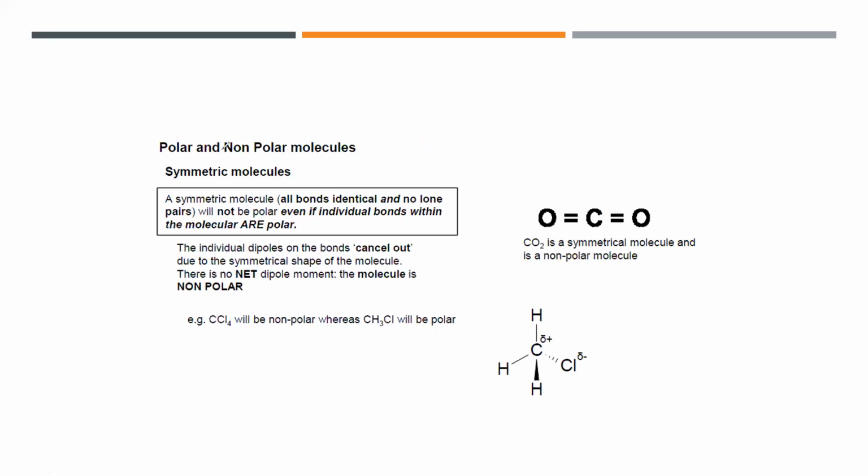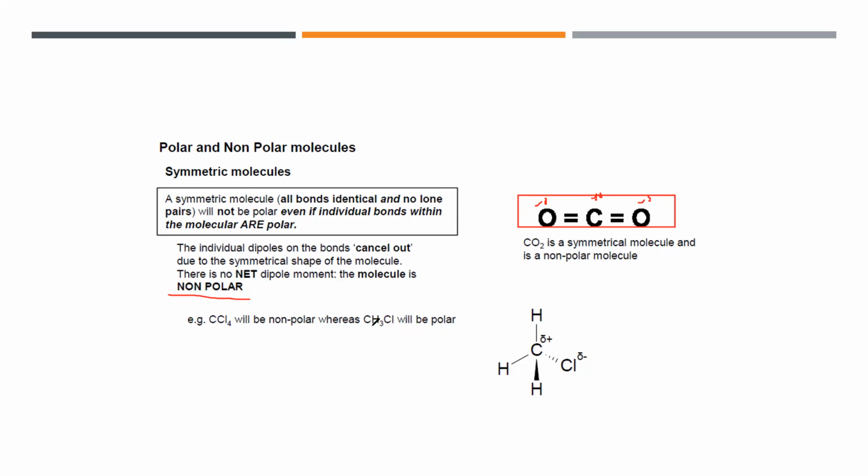So we have polar and non-polar molecules. Basically, a symmetrical molecule, in which all the bonds are identical and there is no lone pair, will not be polar, even if the individual bonds within the molecule are polar. Like here you can see carbon dioxide is a symmetrical molecule. Symmetrical means the same symmetry is there within the structure. And what about the bonds? Oxygen is partial negative, carbon partial positive, oxygen partial negative. So the bonds are polar, but because of the symmetry, they cancel out the effect of each other. So the overall molecule will be non-polar.